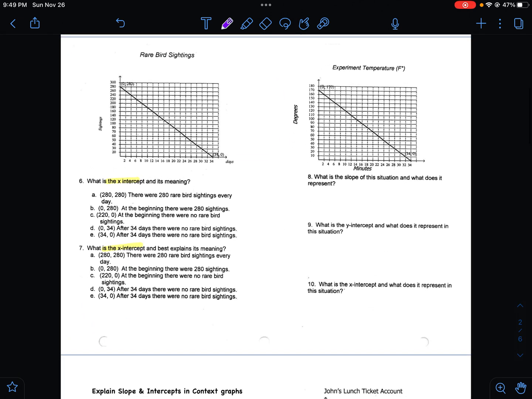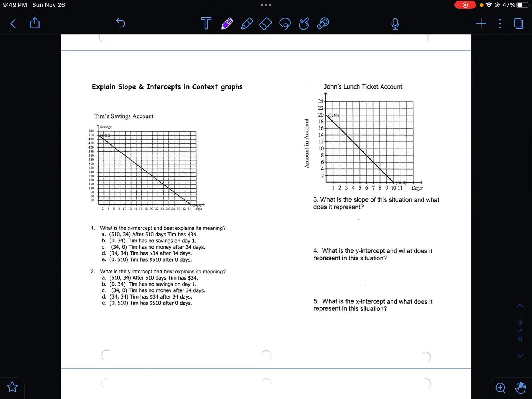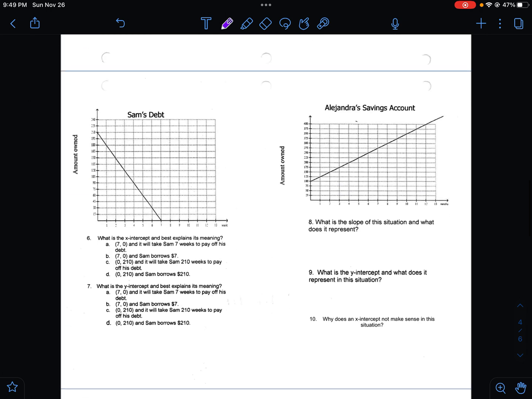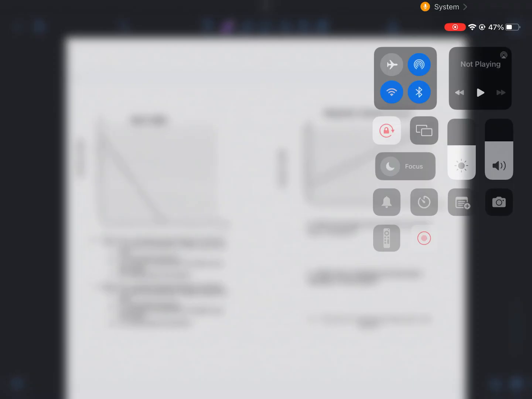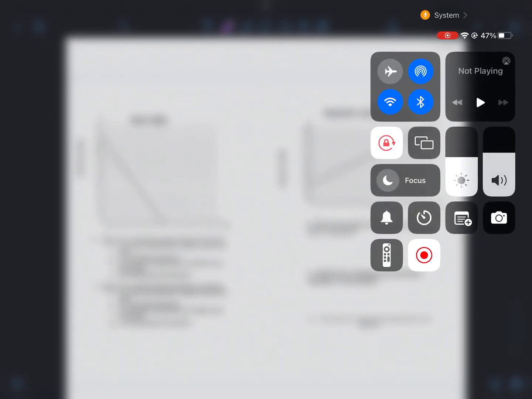Okay, so what you're going to do then for me is finish the same thing. There's a couple more on the back of that page. And then the second page is set up the same way, with questions very similar to the ones we just did. So you're going to do those questions and turn this assignment in.